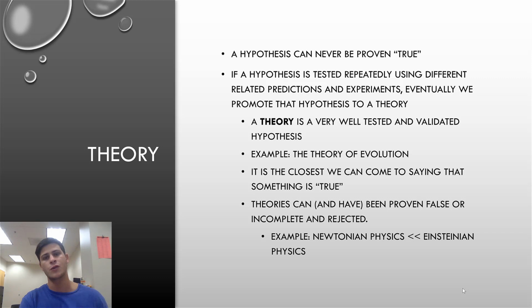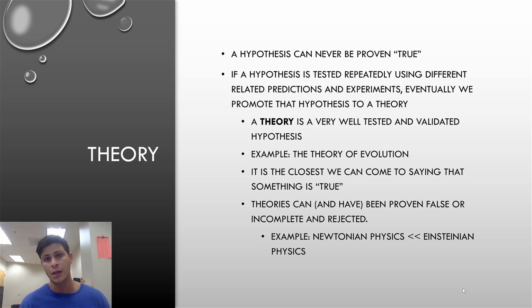If something has been tested so many times and it only fails to hold up in very certain conditions, usually that means that the theory is incomplete. It's not necessarily something that's not actually happening. A perfect example of this is the example of physics. In the 1600s and 1700s, Newtonian physics dominated.